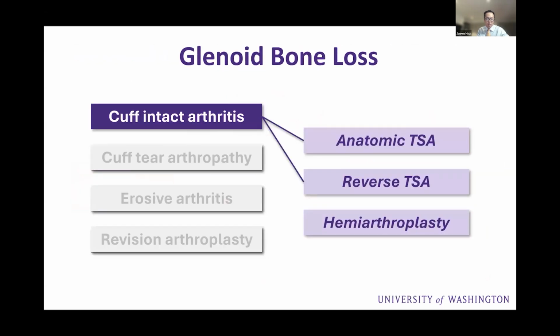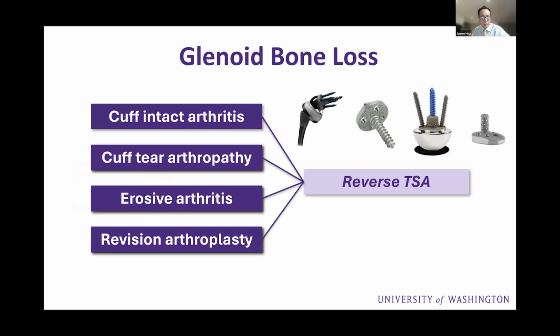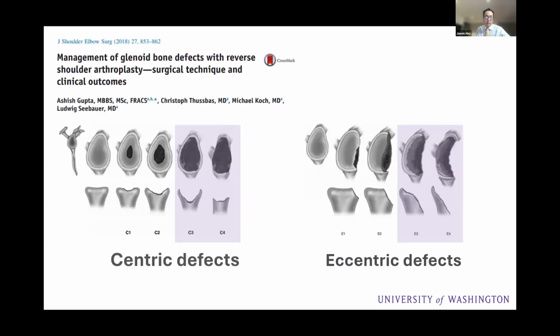So we touched on the approaches to cuff intact arthritis with anatomic and reverse arthroplasty. And for the most part, these other etiologies of glenoid bone loss typically are approached with reverse arthroplasty, again, because of cuff deficiency or inability to get good fixation because of bone loss on the glenoid side. And pretty much every design and manufacturer of reverse arthroplasty has some type of augmented system that can make up for bone loss, and we'll show some examples of that. But before we get into case examples, I'll review some of the types of glenoid bone defects that we're approaching.